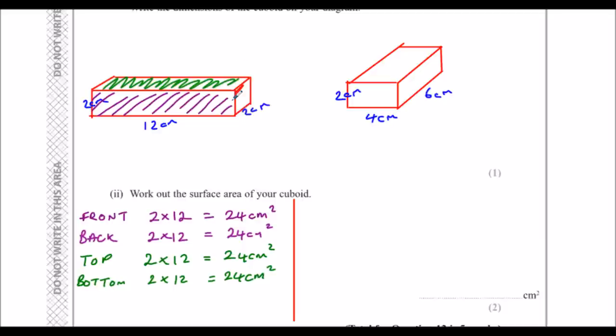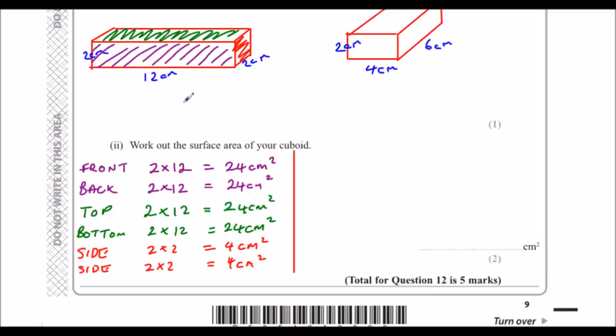And the side is 2 times 2, which is 4 centimeters squared. And the other side is also 2 times 2, 4 centimeters squared. So if you've drawn this shape, you're going to want to add up all of these numbers and type them into the calculator, add them up, and you should get a total of 104 centimeters squared.